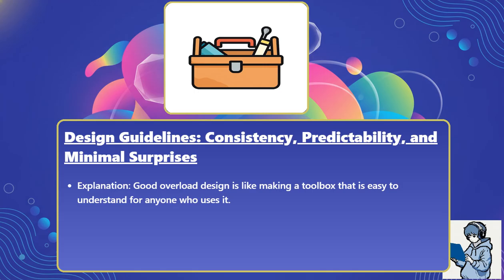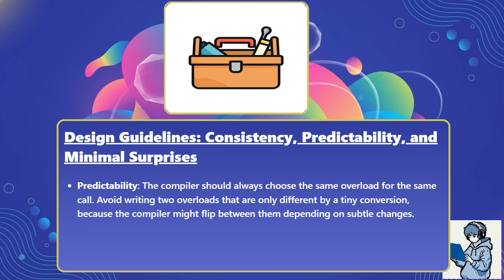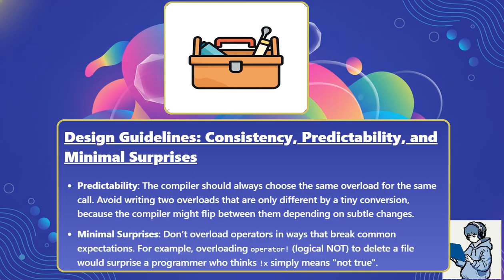Good overload design is like making a toolbox that is easy to understand for anyone who uses it. Consistency, all overloads should behave in a similar way. If plus adds numbers, it should also combine objects in a natural way, for example vectors. Mixing plus to sometimes concatenate strings and sometimes subtract values would confuse users. Predictability, the compiler should always choose the same overload for the same call. Avoid writing two overloads that are only different by a tiny conversion, because the compiler might flip between them depending on subtle changes.